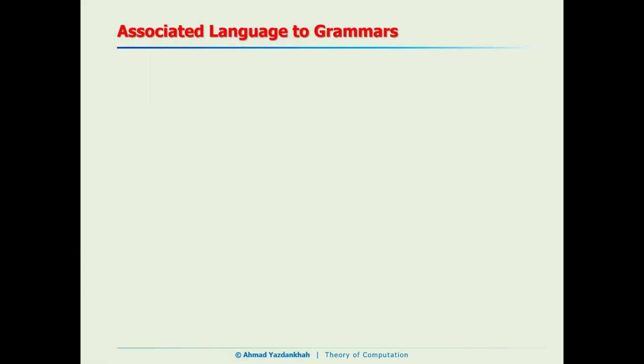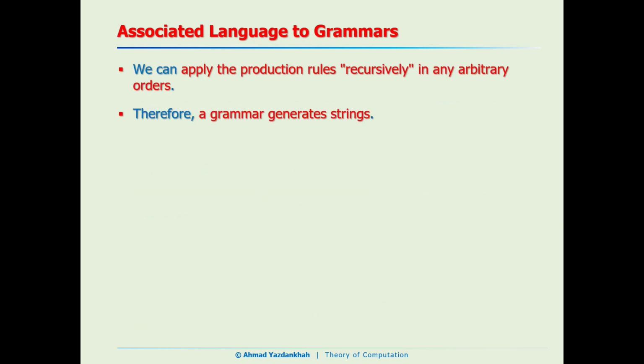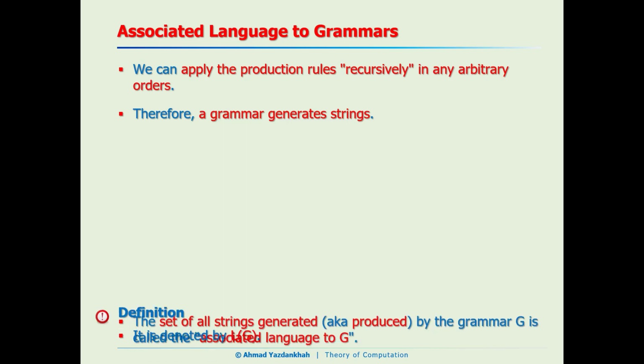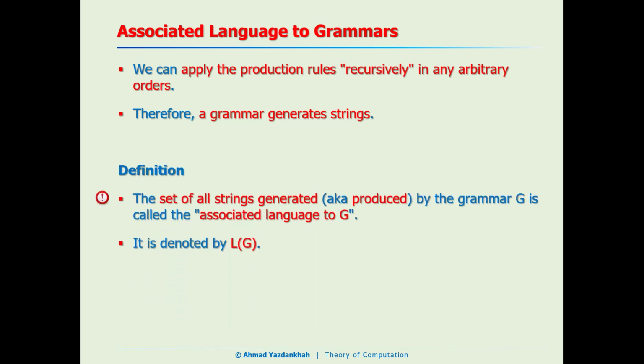Now we are asking this question: what is the associated language of a grammar? Based on our knowledge so far, you know that we can recursively produce strings by the production rules. As we said before, a grammar can generate strings, and the set of all strings that a grammar can generate is called the associated language of that grammar. We denote that by L of G.